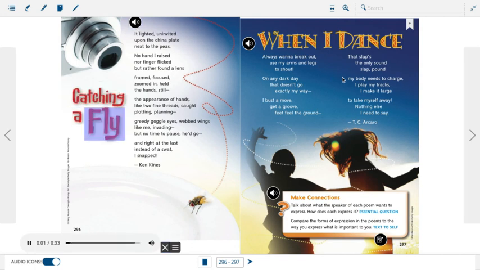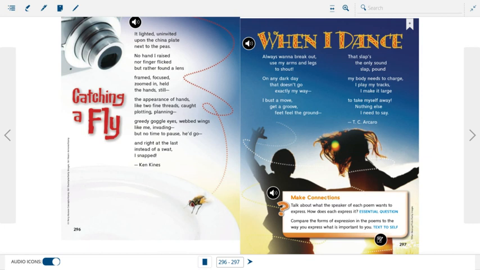Catching a Fly. It lighted, uninvited, upon the china plate next to the peas. No hand I raised, nor finger flicked, but rather found a lens. Framed, focused, zoomed in, held the hands. Still the appearance of hands, like two fine threads, caught plotting, planning. Greedy goggle eyes, webbed wings, like me invading. But no time to pause, he'd go. And right at the last, instead of a swat, I snapped. Ken Kynes.